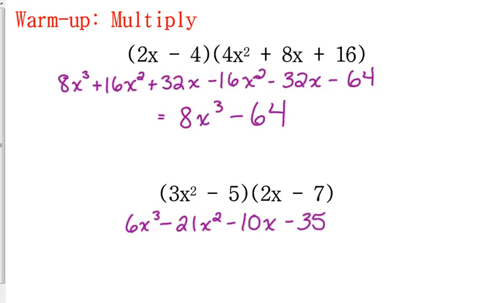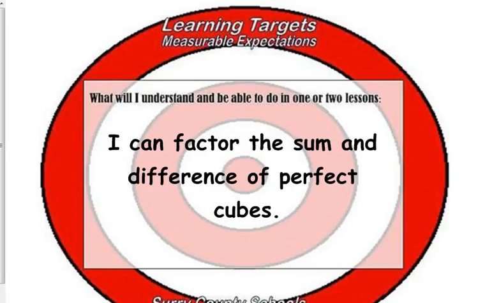Okay, so we're going to look at how to factor these polynomials, how to go backwards. And remember, the whole purpose of factoring is so that we can solve these equations. When these become equations, when we stick an equal sign on the end, we're actually looking for a value for x. So that's the purpose of factoring, so that we can find out what x is. Okay? So we're going to start with what we call the sum and difference of perfect cubes.